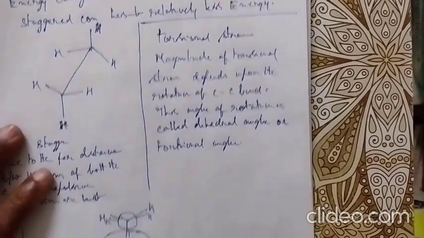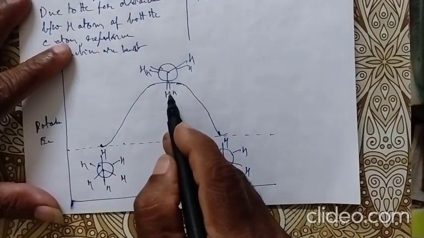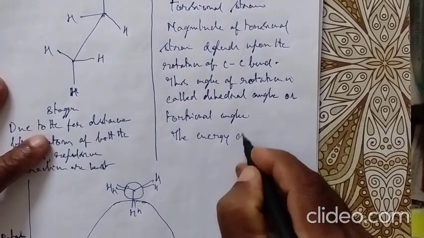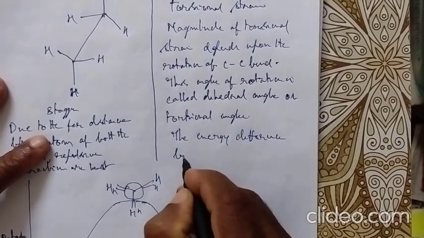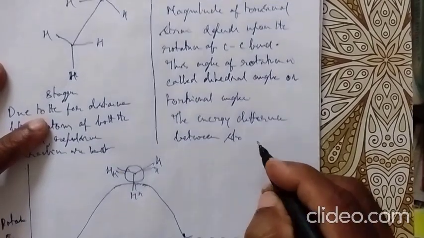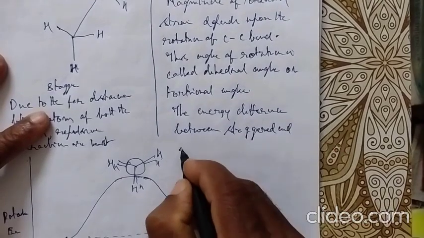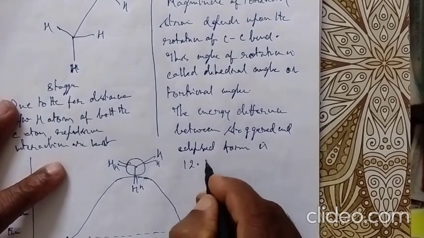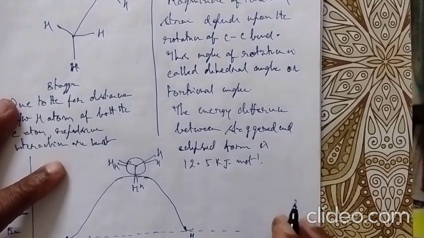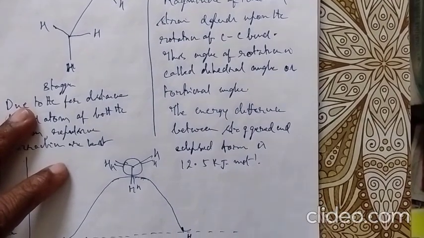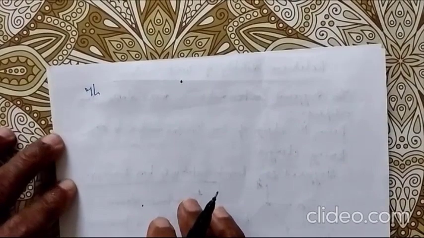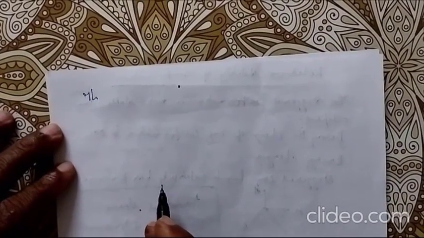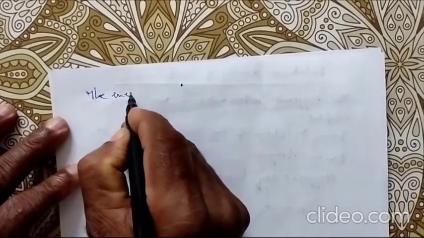So the difference in between the staggered conformation and the eclipsed conformation, the energy difference between staggered and eclipsed forms, is 12.5 kilojoule per mole. Just now we discussed that the difference in energy in between staggered and eclipsed conformations is 12.5 kilojoule per mole.